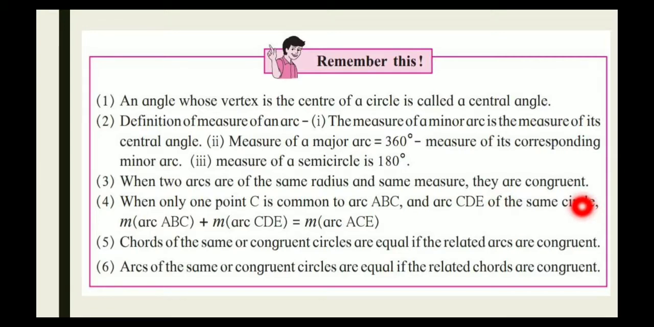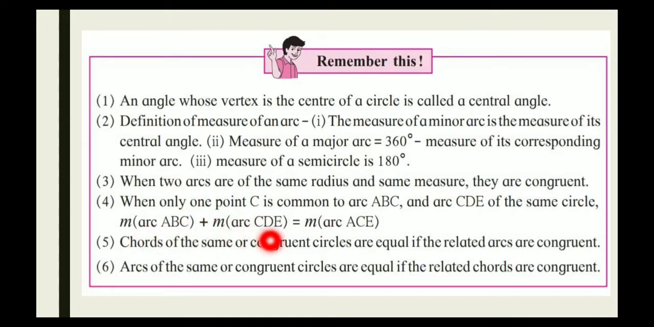When two arcs are of the same radius, then their measures are congruent. When only one point C is common to arc ABC and arc CDE of the same circle, then the measure of arc ABC plus the measure of arc CDE is equal to the measure of arc AC. That is the arc addition property.